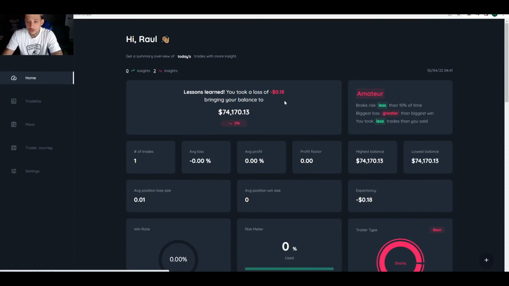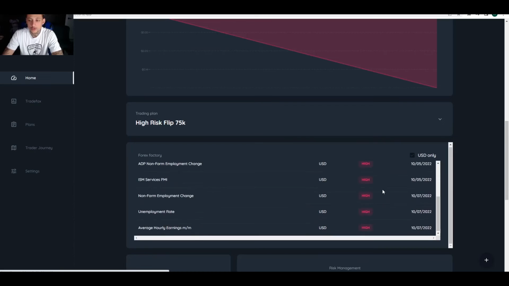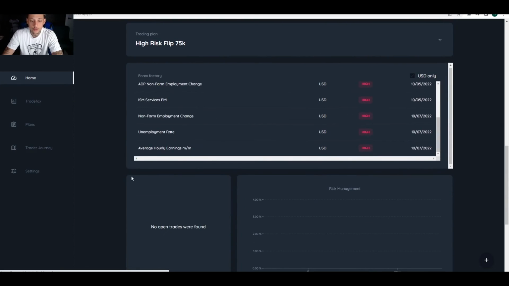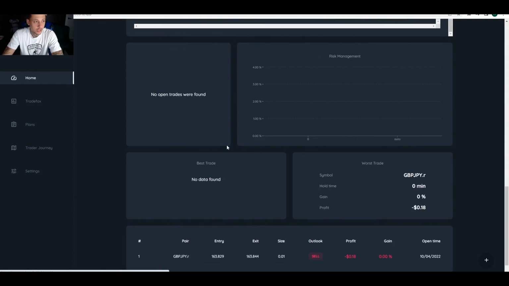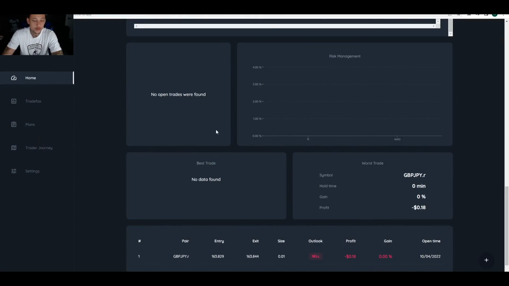Now the home page is super dope because especially if you're scalping, you're going to be able to see all the trades that you took for the day. You're going to be able to see all of the news that's coming for the week itself. And then this is what I really like about TradeKeep itself. You can actually have trade management from your TradeKeep platform.